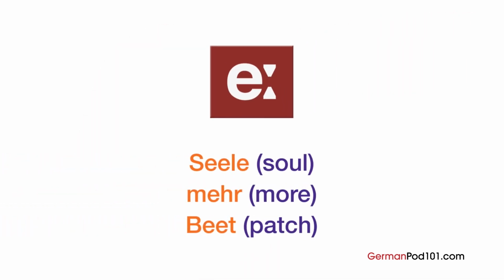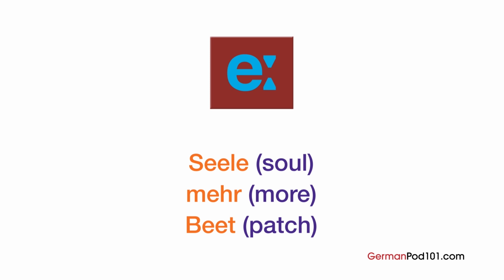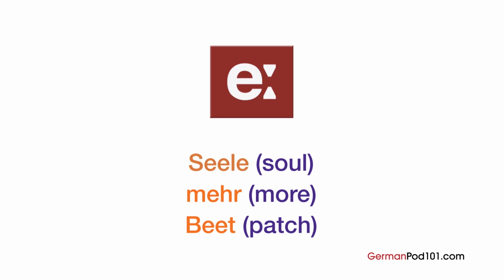The next vowel is E: Seele, Meer, Beet. This sounds a little bit like the double E in the word feet, except your tongue is not as high. Try to relax your jaw and say it as if to allow the vowel to spill out. Listen to Elisa.